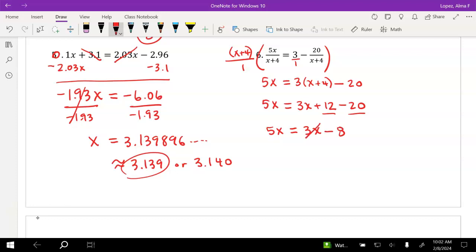Now I'll move the 3x's back over to the left. That's 2x equals negative 8. After dividing both sides by 2, we will end up with an x of negative 4 as our answer. I don't need you to verify that it's a solution, but you will go ahead and find the negative 4.